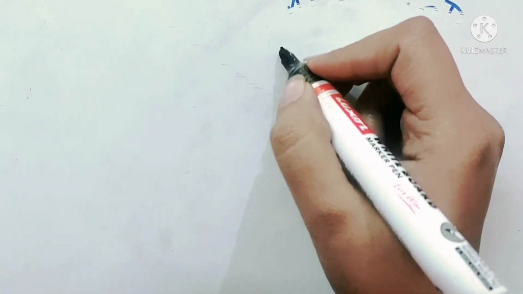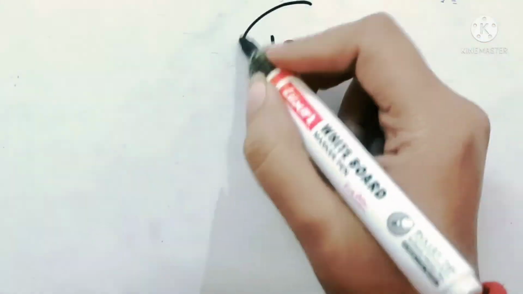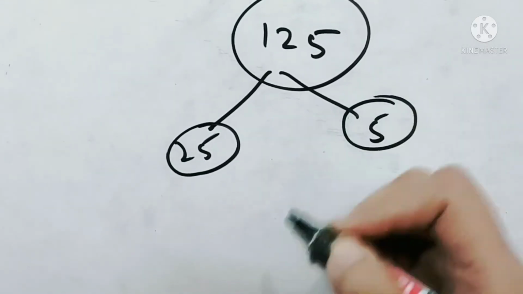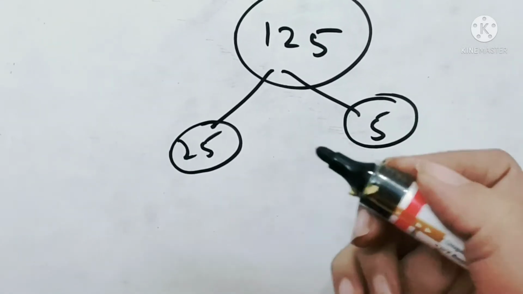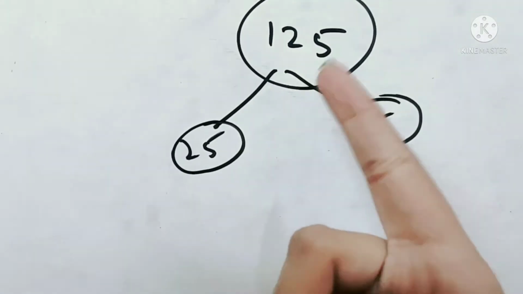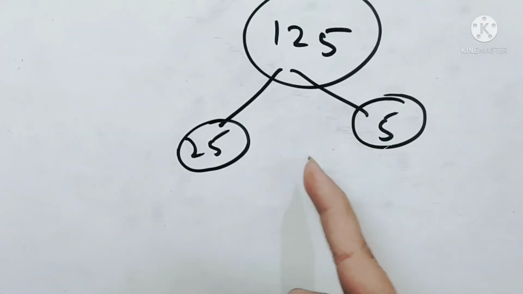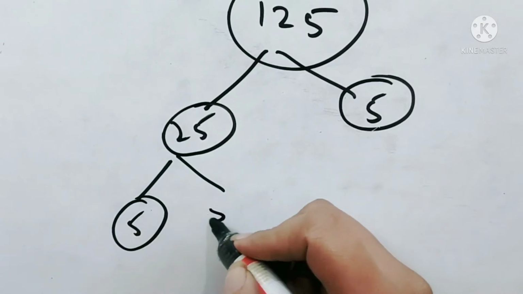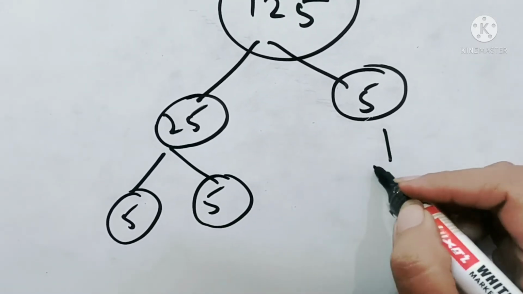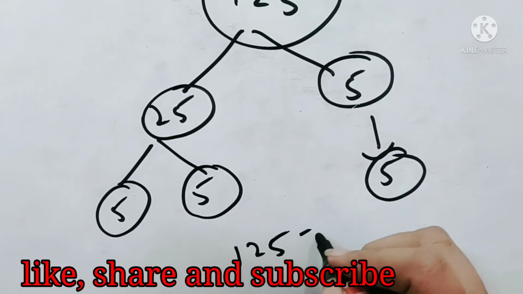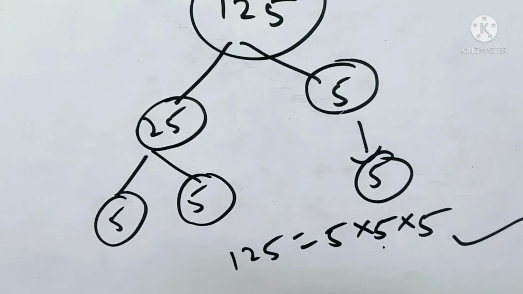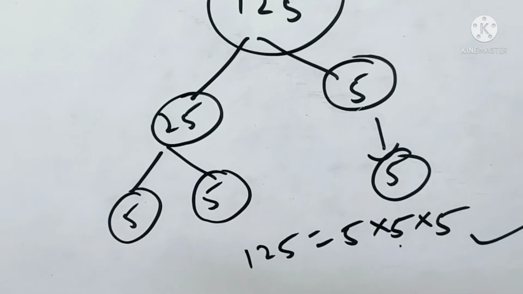Let me take a more difficult example this time. I am taking 125. Can we write 25 into 5? Yes, we can write 25 into 5 as 125. You can take any number, the only condition is that when you multiply those two numbers, you should get the result. Now further 25 can be divided as 5 into 5. Now this 5 can't be divided further, so we can write it as 5 only. So this is my factor tree of 125. 5 into 5 is 25, 25 into 5 is 125, which is the final answer. So this was my third example.